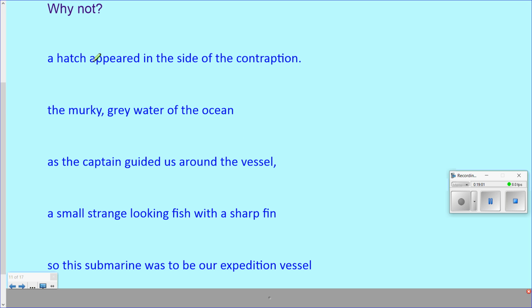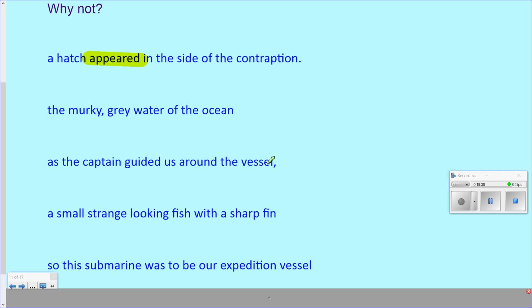Okay, I hope you've had a chance to do that. The first one here is a clause because we've got the verb appeared. The second one, the murky grey water of the ocean, that's simply a phrase. And if you think back to when we did The Lion, the Witch and the Wardrobe, we can say that's an example of an expanded noun phrase with pre-modification and a bit of post-modification of the noun here. So it's an expanded noun phrase, no verb.